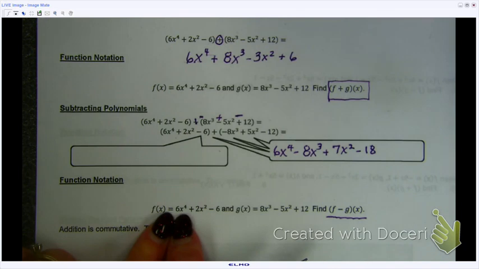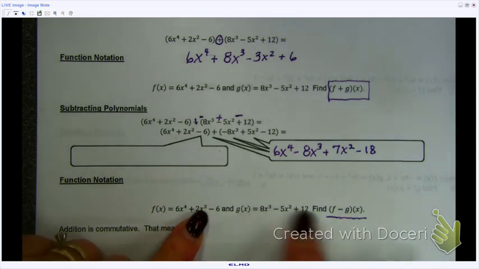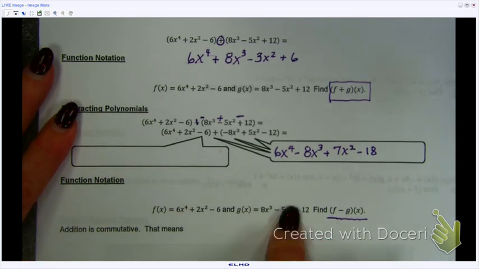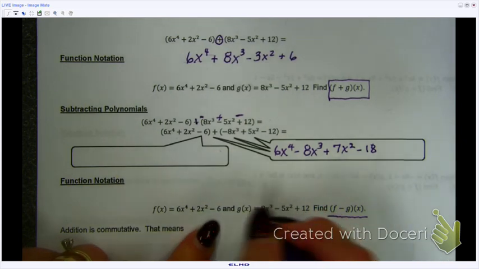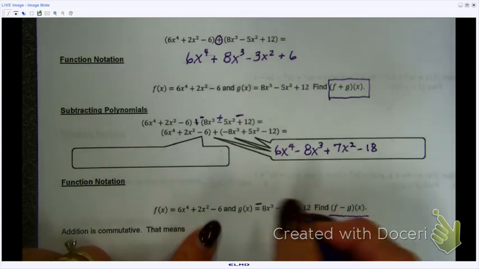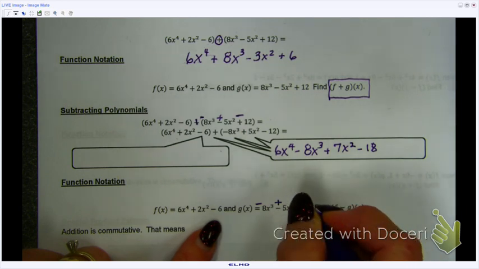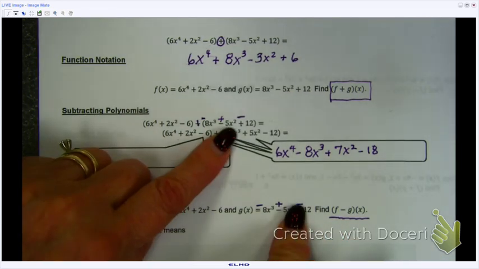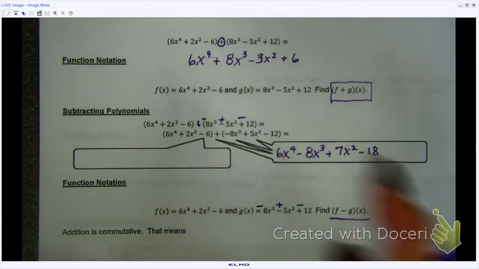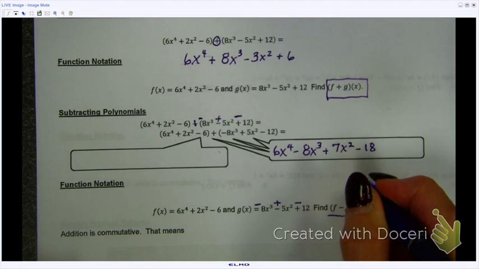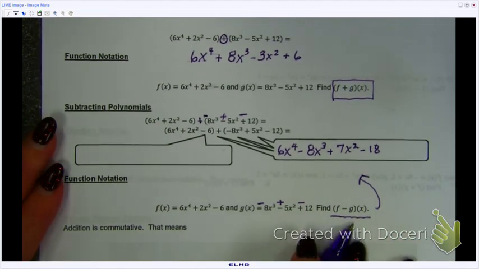So 6x to the fourth plus 2x squared minus 6. And then we subtract. So this is the function notation for the one we just did. So we're subtracting this, so that becomes negative 8x cubed plus 5x squared minus 12, just like it did here. And this notation means exactly the same thing. So this is the same problem as that, but it's just the notation that's different.